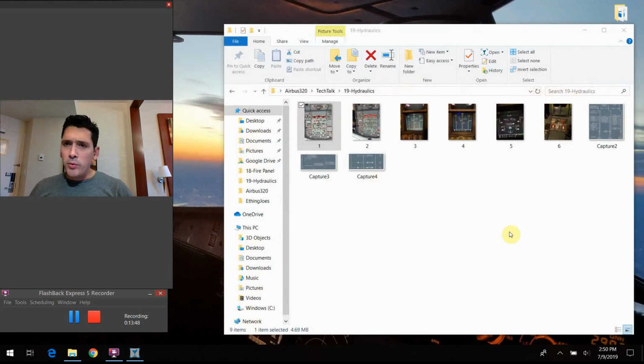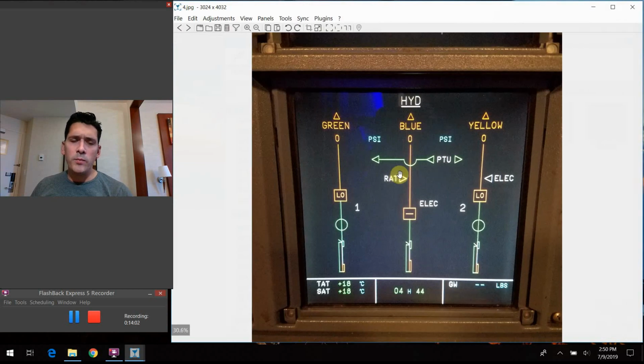And I pulled a few other graphics just because there's some extra, interesting things I wanted to share with you about the hydraulic system. I took a few snapshots to show you what we're looking at in our day-to-day. So this is a snapshot of the hydraulic synoptic page, and we're just sitting at the gate, so everything is depowered. I wanted to break down a little bit about what we're looking at here.